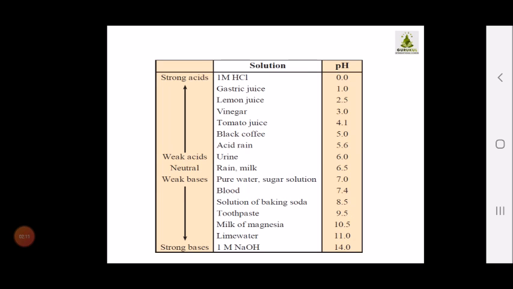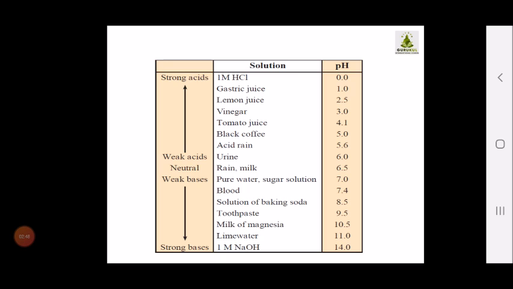Now, we will go through the video once again. We'll go to the first slide and here we will be discussing the pH of certain substances. Now see, gastric juice, its pH is 1. Lemon juice, very common, its pH is 2.5. Vinegar, its pH is 3. Tomato juice, its pH is 4.5. Black coffee, 5. Acid rain, its pH is 5.6. Urine, 6. Rain, milk, the pH is 6.5.